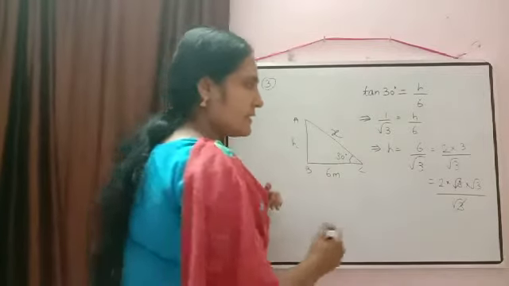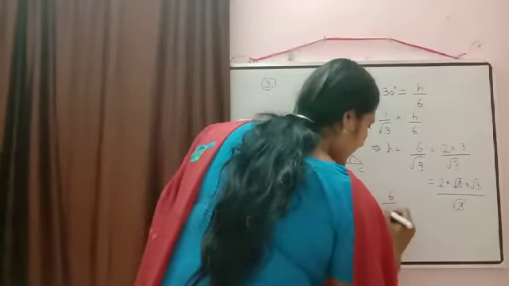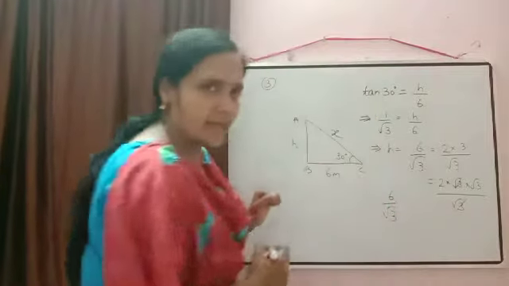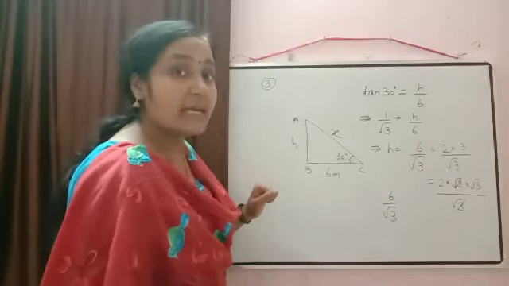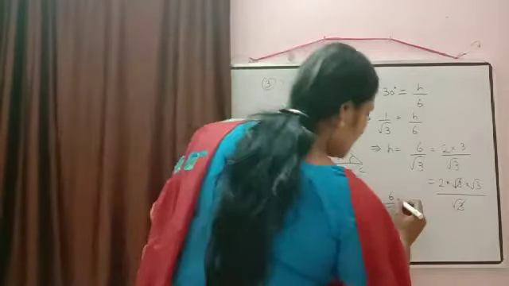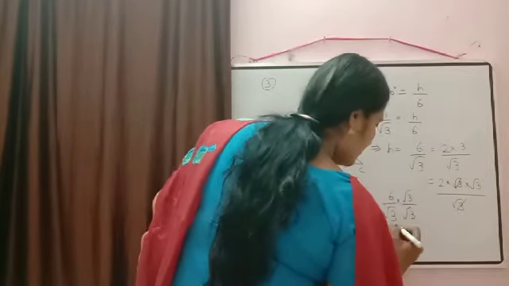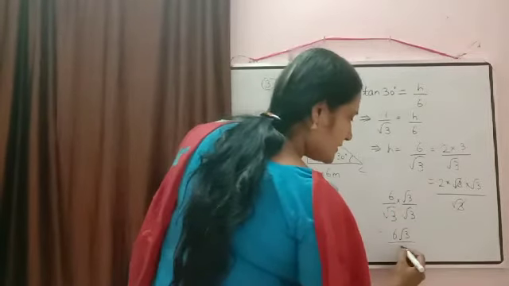So one is this method. Otherwise you got the height as 6 by root 3. Then what you can do? We can rationalize the denominator. Then it will come root 3 by root 3. Then it will be equal to 6 root 3 by root 3 into root 3, which is 3.